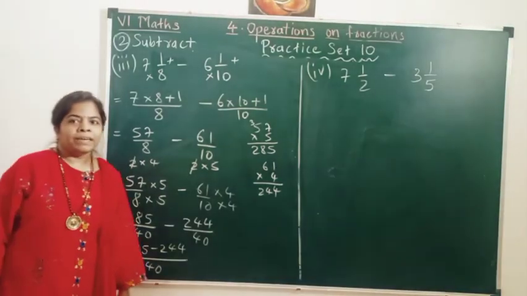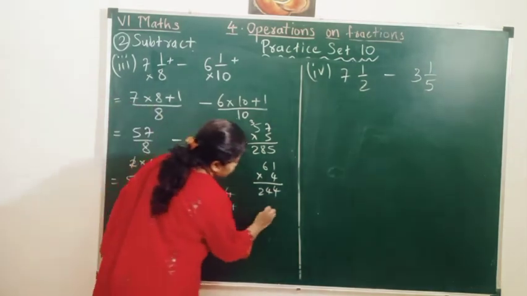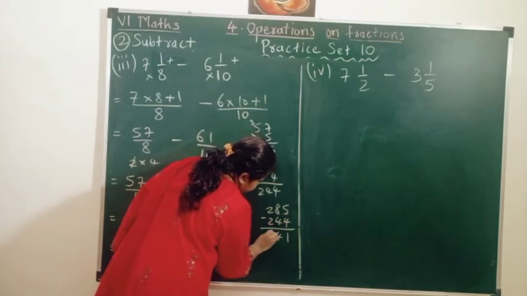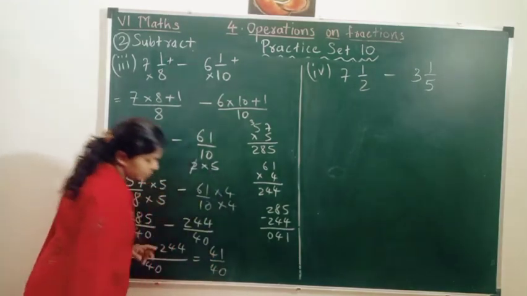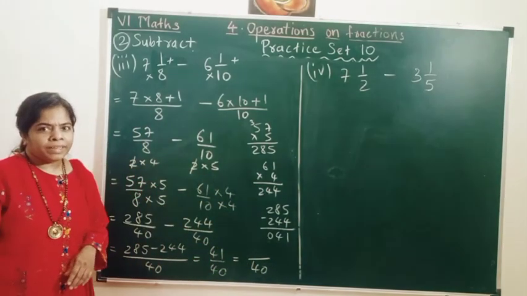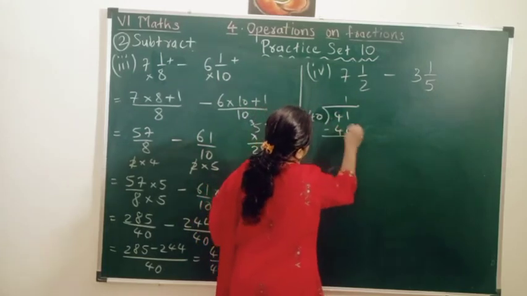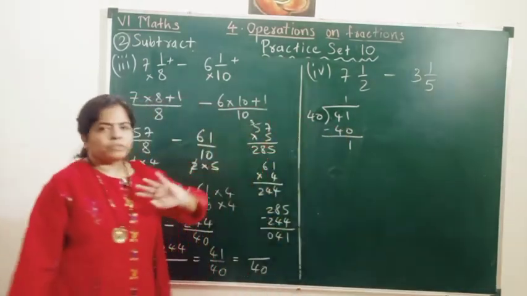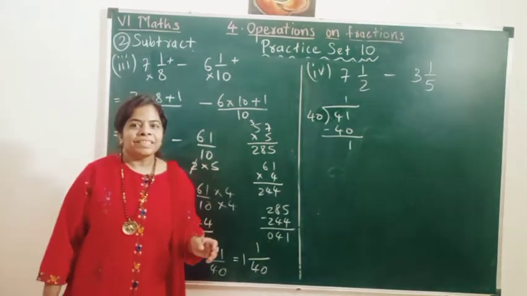We'll take a common denominator and subtract both of them. 285 minus 244. So we are getting 41. Let's convert it into a mixed fraction. See, children, 1 41s are 40, but we will divide, children. 1 remainder. 1 in both places. 1 and 1. Simple. So this sum is over.